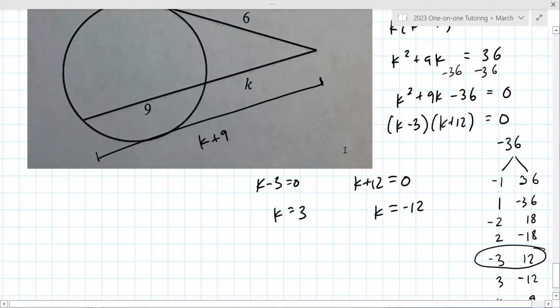Can a distance, a length, be negative? No, so this one's out. You could get more than one solution, but this one's out. So k is 3.